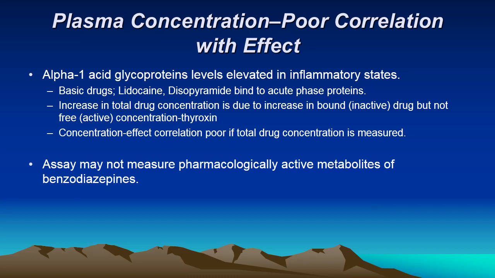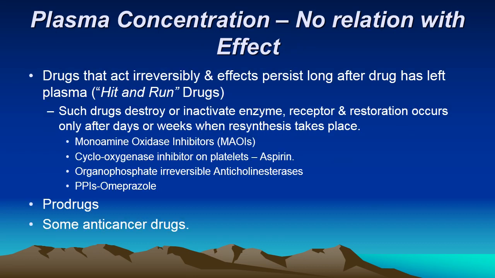Now, another facet is that the assay may not actually measure the pharmacologically active compound. There may be inactive metabolites which remain longer in the body. For example, benzodiazepines form both active and inactive metabolites. Plasma concentration has no relationship with the effect for drugs which are commonly called hit and run drugs, or those which are irreversible inhibitors of enzymes.